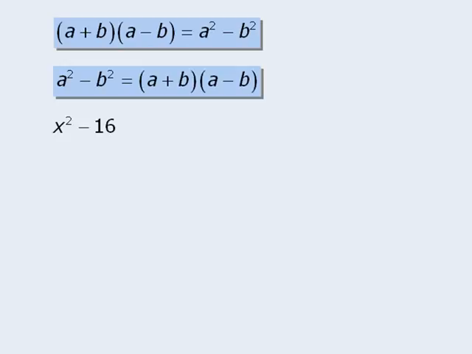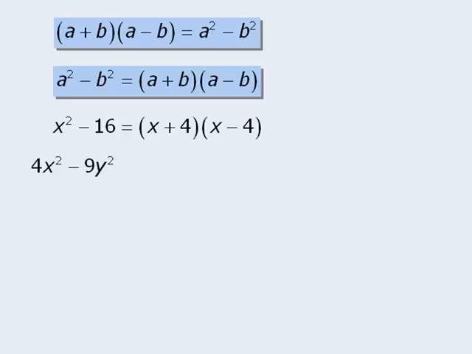Okay, now let's say we want to factor x squared minus 16. We should recognize that we have a difference of squares here, since x squared is a square since it is equal to x squared, 16 is a square since it is equal to 4 squared, and this is a difference of squares since we are subtracting here. As such, we can factor this expression to be x plus 4 times x minus 4.